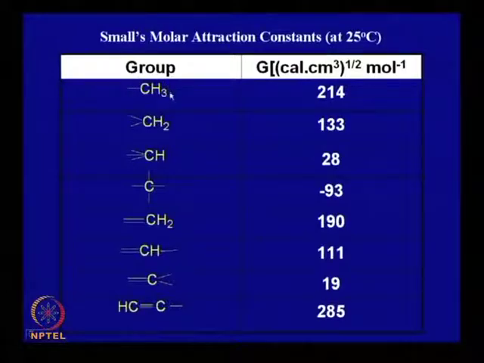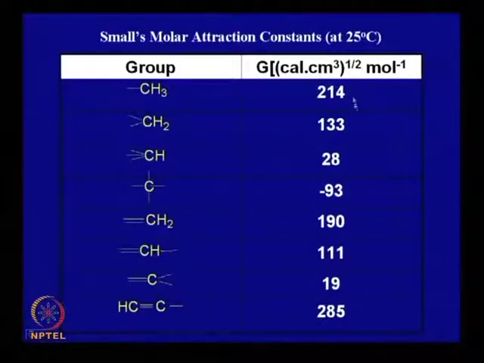If there is a methyl group, its contribution is 214, for methylene group it is 133, for CH connected to other 3 bonds it is 28, for carbon attached to 4 different atoms it is minus 93, for CH2 attached to a double bond it is 190. So, you can correlate this with the bond energies.